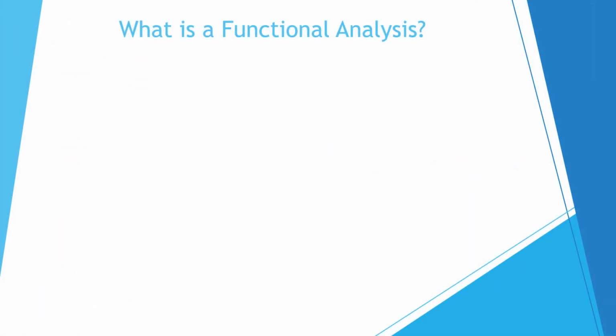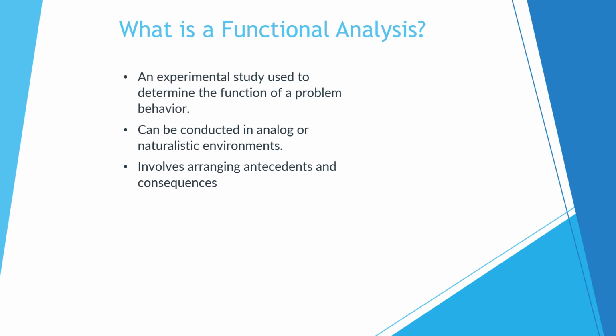What is a functional analysis? A functional analysis is an experimental study used to determine the function of a problem behavior. FAs can be conducted in either analog or naturalistic environments. Functional analyses involve arranging antecedents and consequences to reflect conditions in the client's natural environment in order to determine their separate effect on the problem behavior.